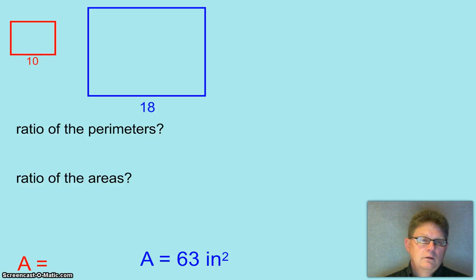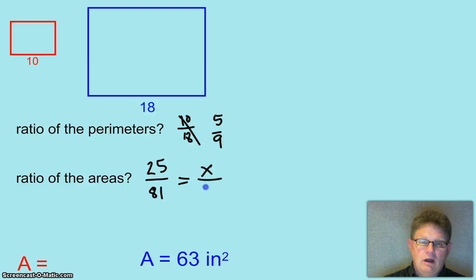Okay, you've got two similar rectangles. The ratio of the perimeters is 10 to 18. That, of course, can be reduced down to 5 over 9. The ratio of the areas is 25 over 81. And then you are going to write the following proportion. 25 over 81 equals the small area over the large area. Then you're going to cross multiply and divide.